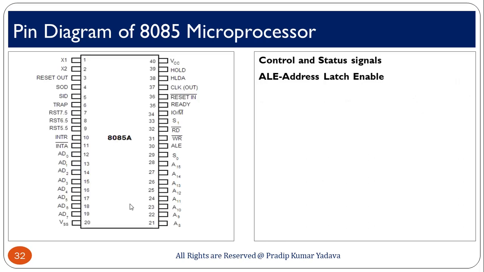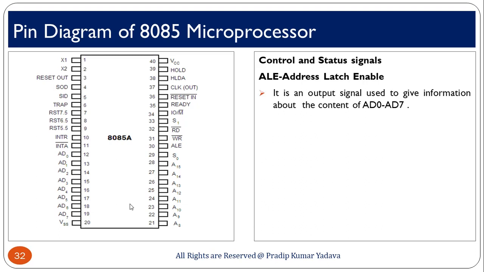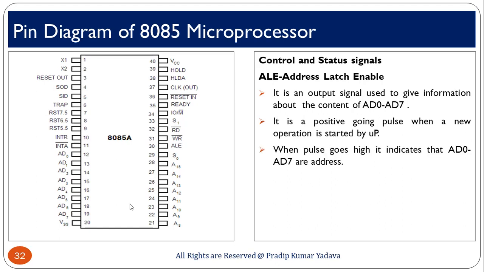Now talking about control signals: ALE, address latch enable. Currently we are talking about pin number 30, and this is a very important pin. It is an output signal used to give information about the content of AD0 to AD7. It is a positive going pulse when a new operation is started by the microprocessor. When the pulse goes high, it indicates that the content of AD0 to AD7 is an address. If this pulse goes low, it indicates that the content in AD0 to AD7 is data.